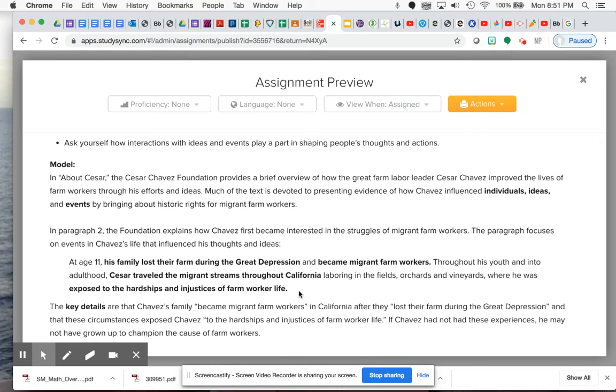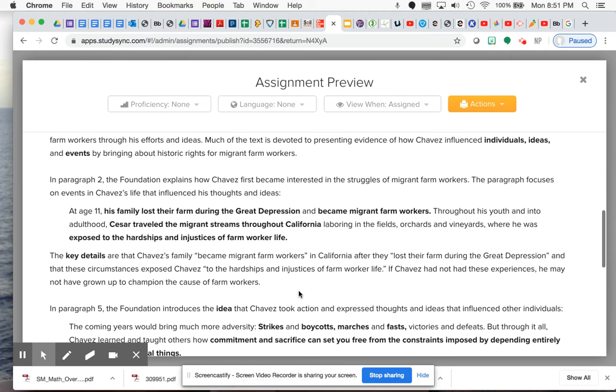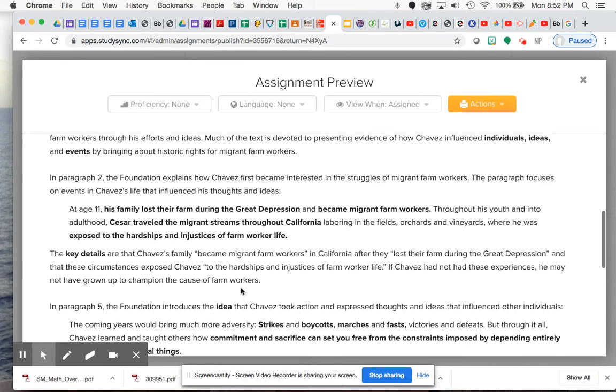So, based on what he experienced, this influenced his thoughts and ideas to want to make things better, not just for himself, but for everybody else that was working in the same conditions as he was. The key details are that Chavez's family became migrant farm workers in California after they lost their farm during the Great Depression, and that these circumstances exposed Chavez to the hardships and injustices of farm worker life. If Chavez had not had these experiences, he may not have grown up to champion the cause of farm workers. Especially if he owned a farm before with his family, maybe they wouldn't have cared as much about the rights of farm workers.